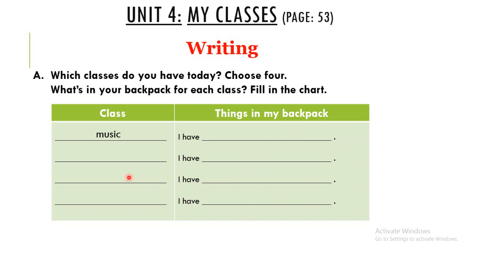Like here, I choose 4 subjects: music, geography, math, gym. So music here, what should I have for learning music? A recorder. And geography, what should I have for learning geography? A map, right? What about math? What should I have? Okay, I have a calculator. And what about gym? Okay, I should have shorts. What about you, everyone?